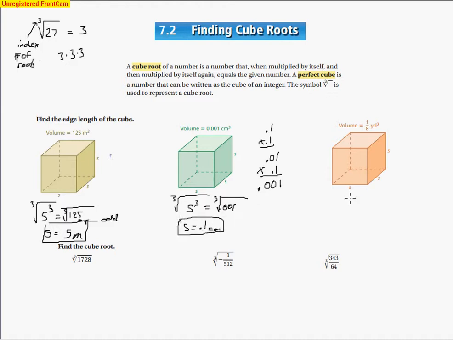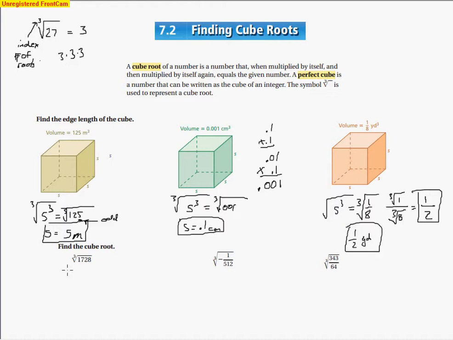Here we have a fraction. We're looking for three numbers that multiply to make 1/8. When we do that, we can treat these as two separate radicals: the cubic root of 1 and the cubic root of 8. The cubic root of 1 is 1. The cubic root of 8, well, it's an even number, so try even numbers, and 2 would be that answer. So we'll write down 1/2 of a yard as our answer.